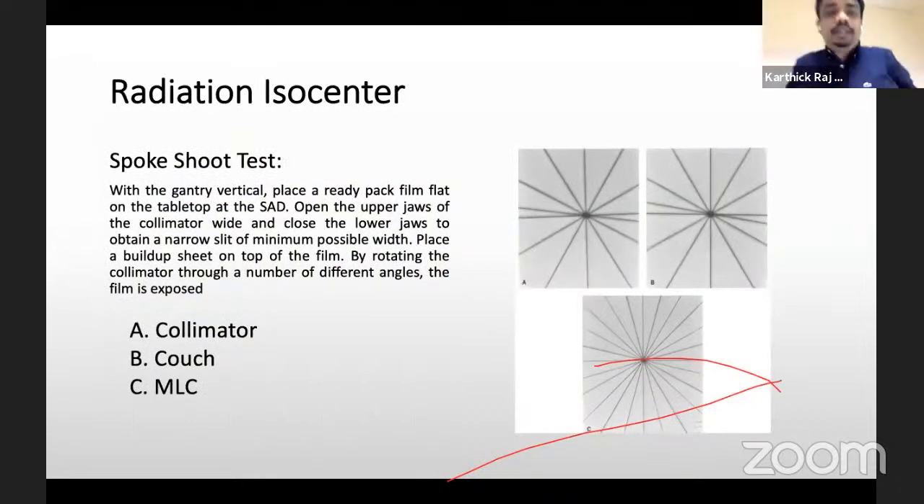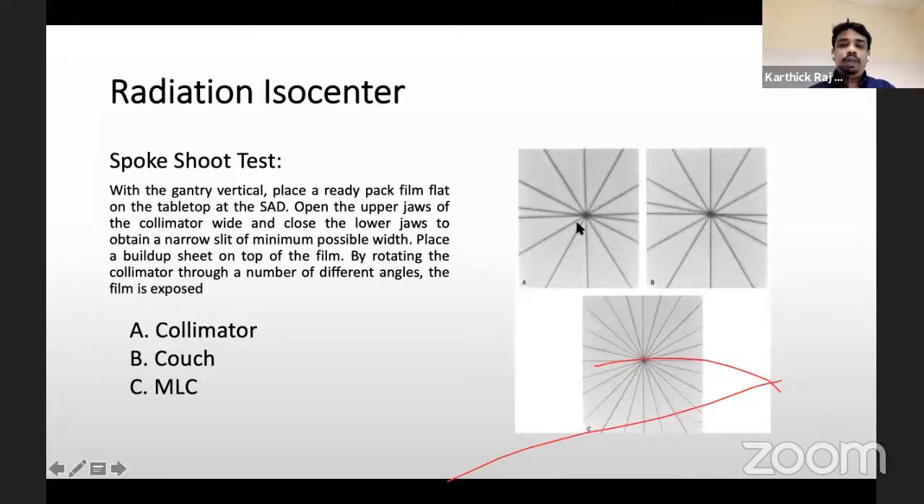The other test is the Winston-Lutz spoke shot test. We do this to check how accurately the radiation and rotation are matched with the isocenter. So the first one is the collimator.